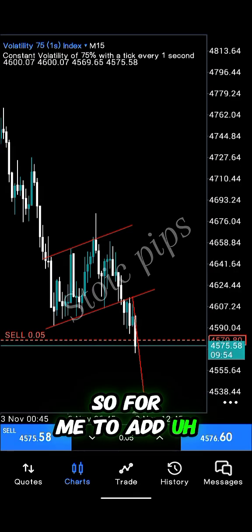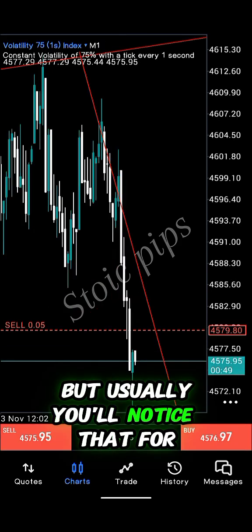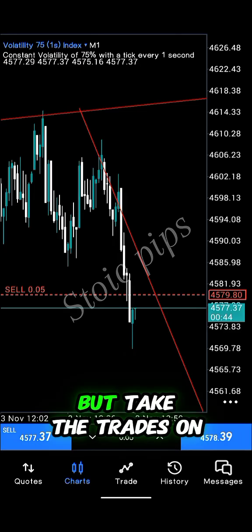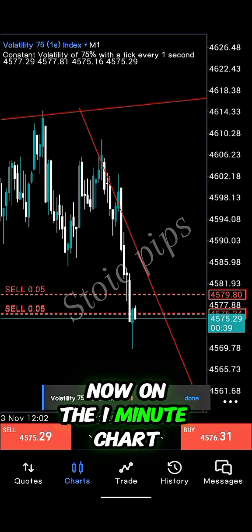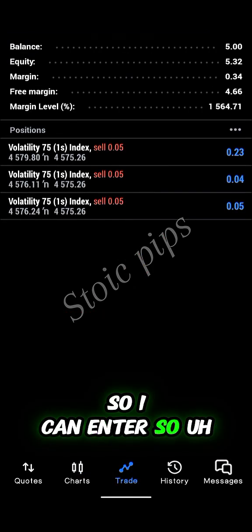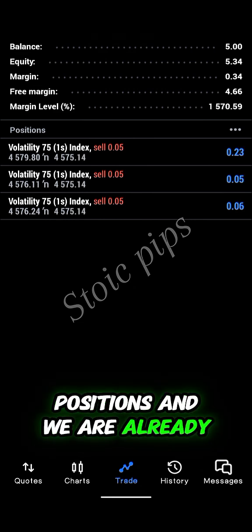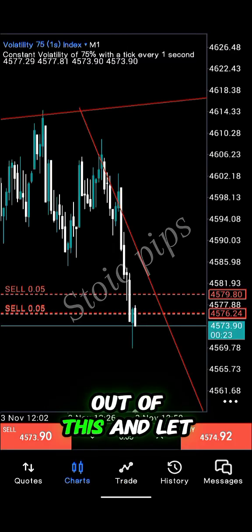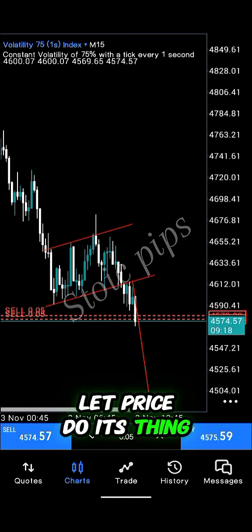So for me to catch sniper entries, I go to the lower time frame, but usually you'll notice that for these trades I analyze them on a higher time frame, but take the trades on a lower time frame. So as you see, I'm now on the 1-minute chart. So I see that price is done with its pullback, so I can enter. So we have 2 more positions and we are already in profit. So this was a sniper entry. So I think we'll get out of this and let price do its thing.